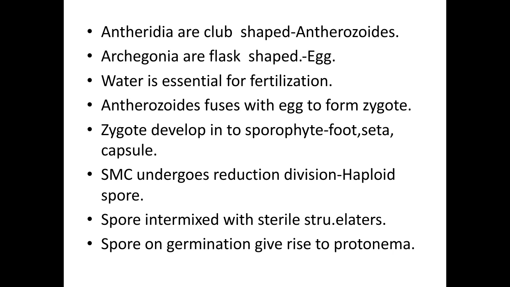During the process of fertilization, a large number of anthrozoids take part, but among them only a single anthrozoid fuses with the egg and forms the zygote. The zygote is diploid because a single set of chromosomes comes from the anthrozoid and another single set comes from the egg. So the zygote is diploid.